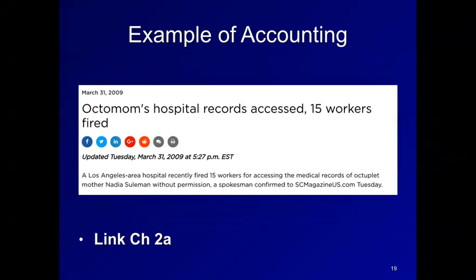Here's an example of it. The Octomom was a woman that had 8 children, and so hospital staff that were curious accessed her medical records and leaked them, and they had logs, so they were able to find who this is and fire them or prosecute them. That's what you need to have.